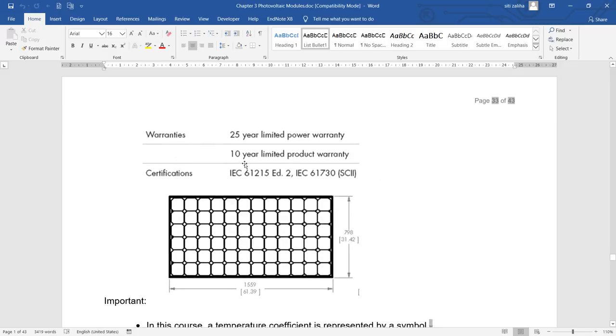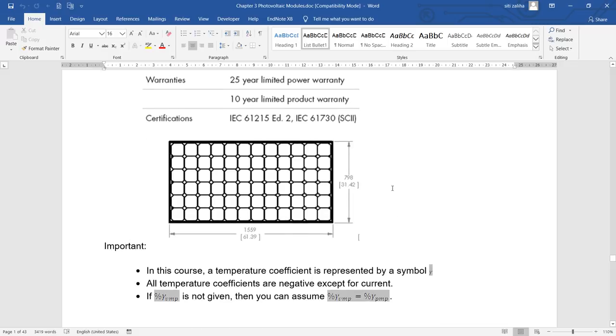So the warranty is 25 years limited power warranty and 10 years limited product warranty. Okay, so we have two warranties, power and product. This is the certification for this module, which is IEC 61215 edition 2 and IEC 61730 Safety Class II.